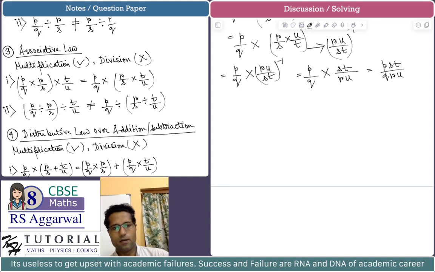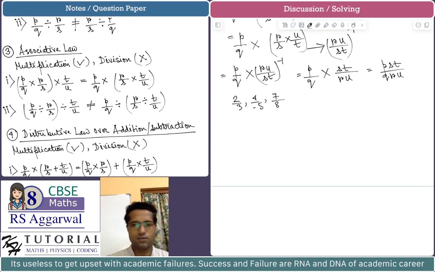And also you can first multiply p by q with r by s, and then the result you can multiply with t by u, as you can see in the notes. So basically it is saying that if you have three rational numbers, let's say 2 by 3 and 4 by minus 1 and let's say 7 by 8, I am taking random rational numbers. Please do not worry about whether they are in standard form or not.